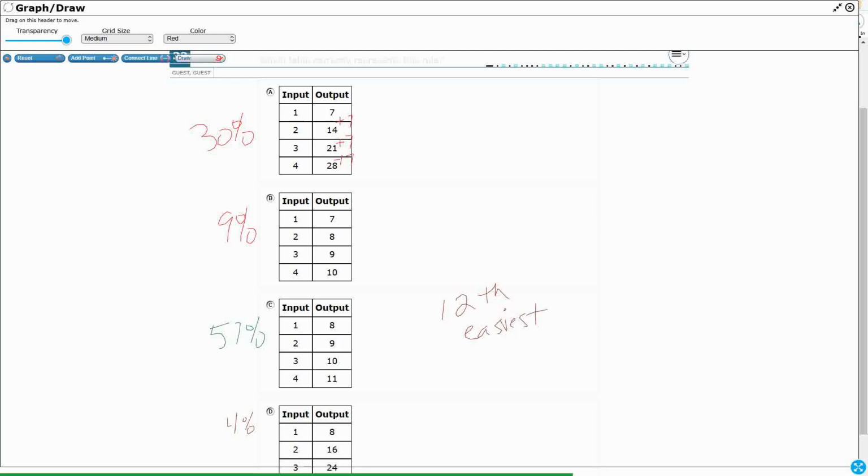And we really need to help our students understand that when we have input and output in two separate columns, we're going in between the two. We're applying the rule in between the two, not up and down.